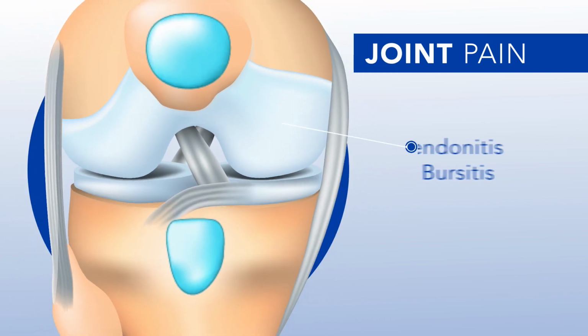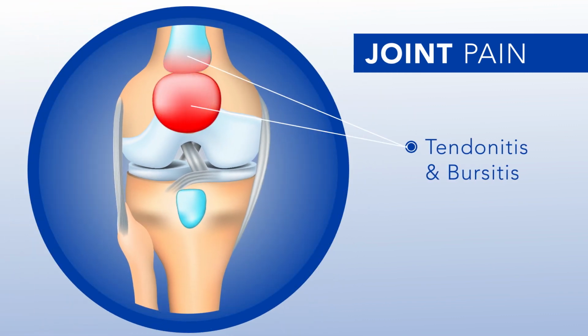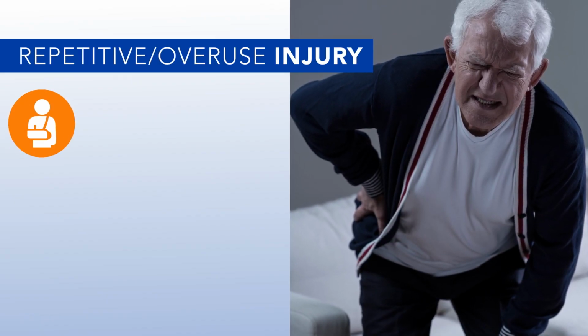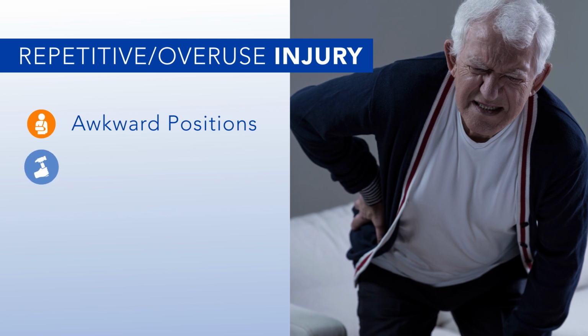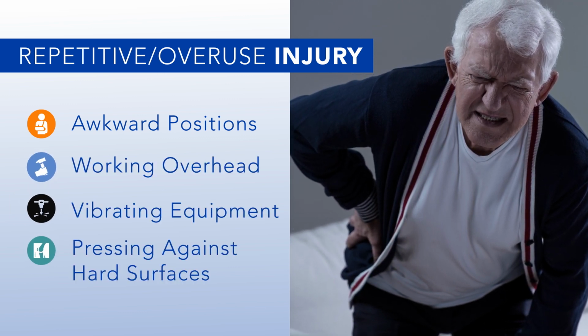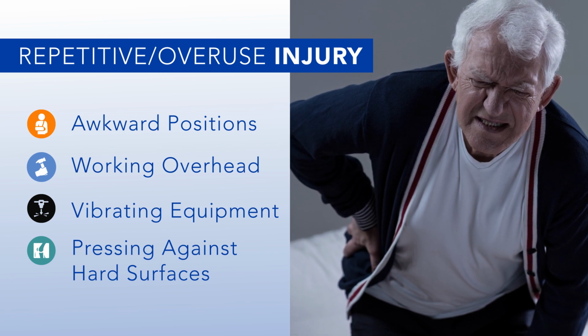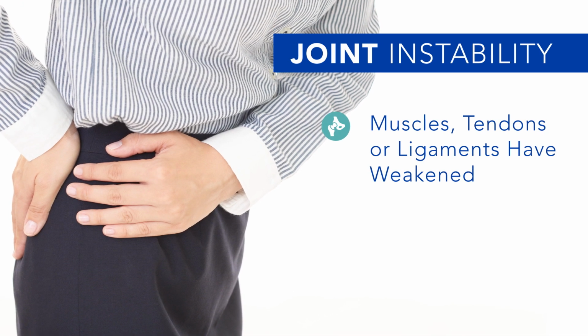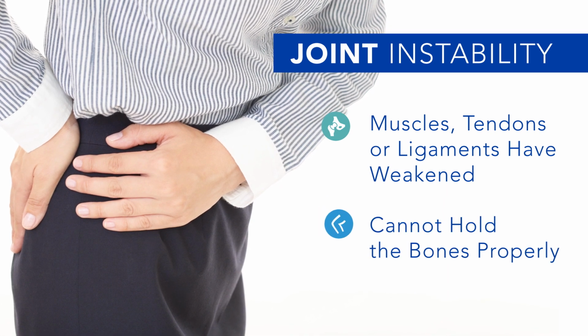Tendinitis and bursitis are when the soft tissue structures of the joint become inflamed, irritated, or torn. Some of the ways that we overexert ourselves include working in awkward positions, working overhead, using vibrating equipment, or pressing against hard surfaces for long periods of time, like when kneeling. Lastly, if you have joint instability, you may have injured or overused a joint so much that the muscles, tendons, or ligaments have weakened and cannot hold the bones properly anymore.